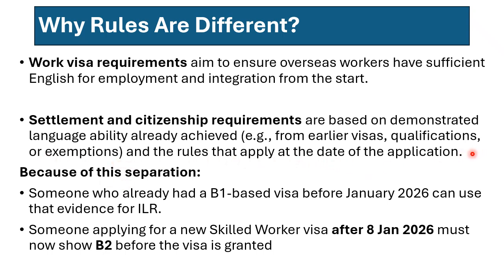So, for example, if somebody did ILR under B1 a year ago, and now they have to apply for a British passport, they can still use B1. If you applied for another visa and the requirement for that visa was B1, you can still use that for indefinite leave to remain and British passport. So because of this separation, someone who already had a B1 based visa before January 2000 can use the evidence for ILR.